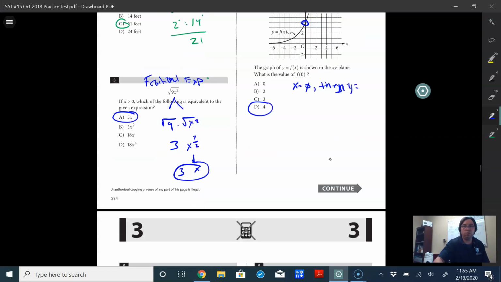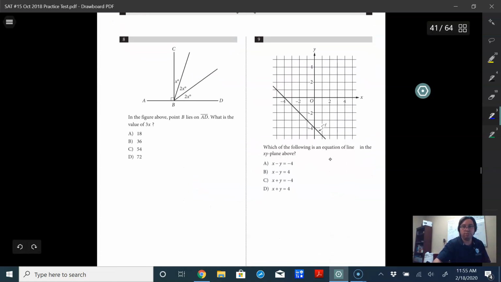So let's go through and look at number 8. Here we're dealing with some angles. If we see this is 90 degrees, then we know that this whole thing has to be 90 degrees as well. If that's 90, then this needs to be 90, because we're talking about supplementary angles here. And then it says, in the figure above, point B lies on AD. What is the value of 3x?